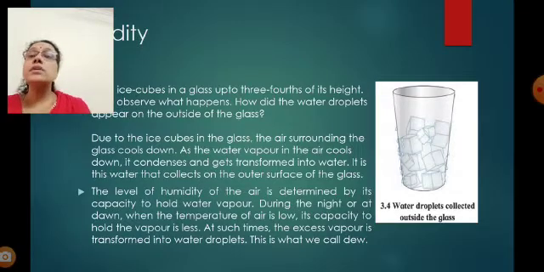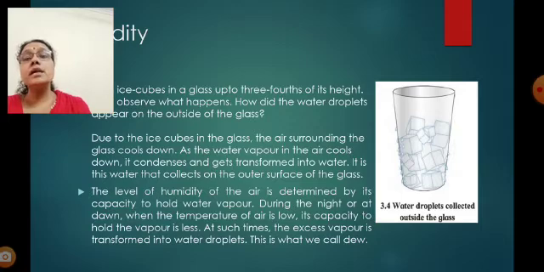The temperature of ice will be very low, almost 0 degrees Celsius. But outside the glass, the temperature will be more, room temperature. So due to the difference in temperature, the outside water vapor will be condensing and sticking on the surface of the glass.